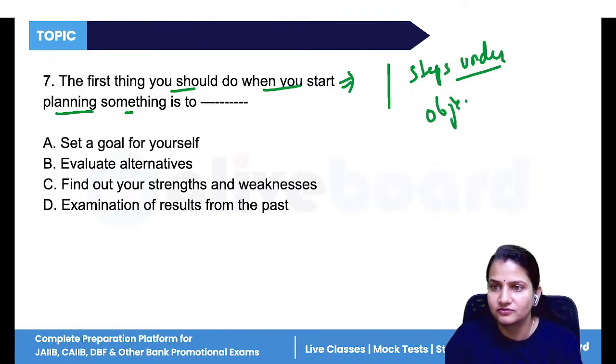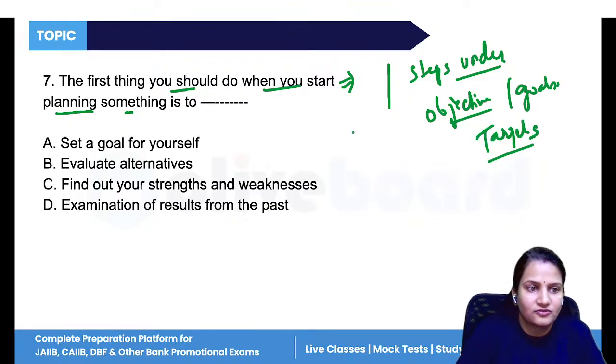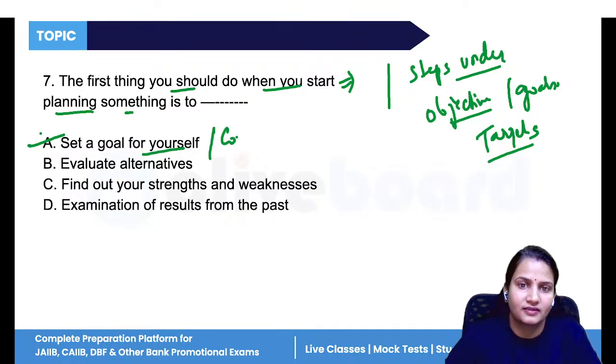You make objectives for your company. You make goals for your company. You set targets for your company. This is the first activity that you do in planning. So set a goal for yourself or for the company. This is the first thing that you should do when you start planning something.